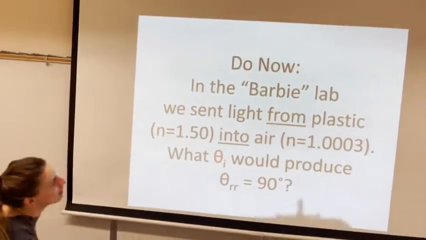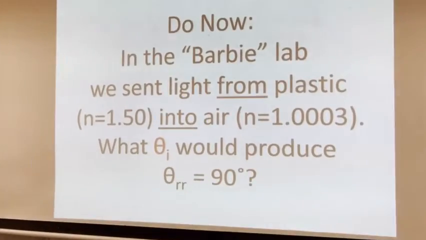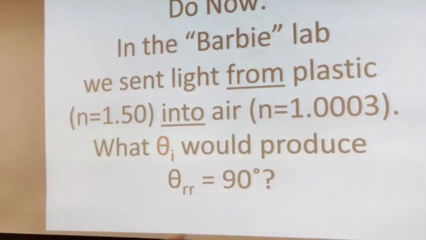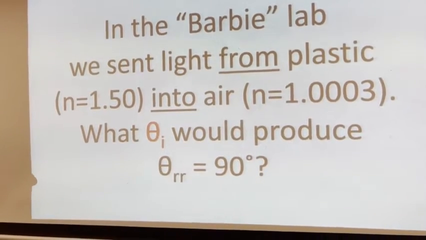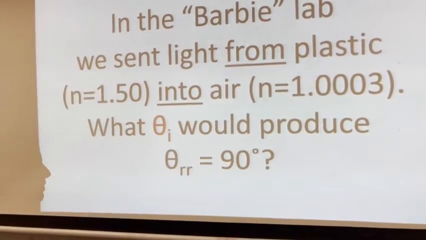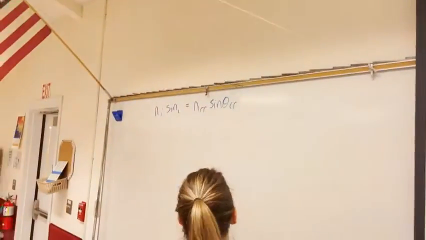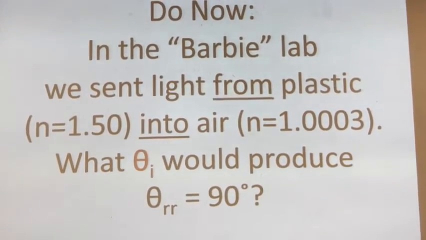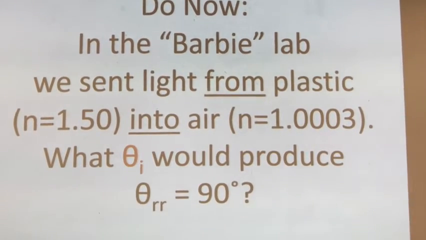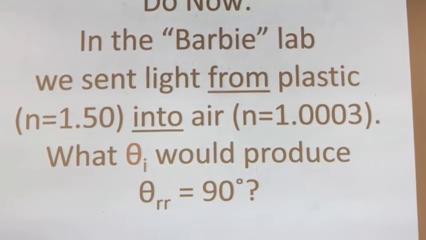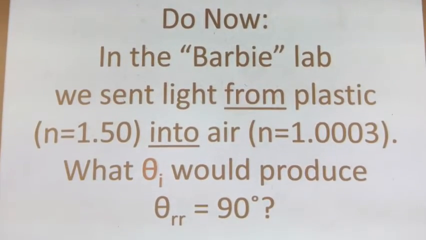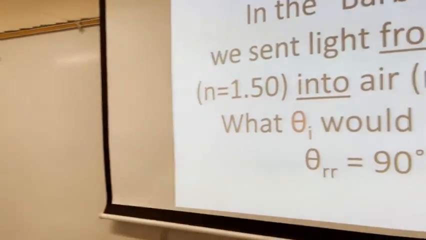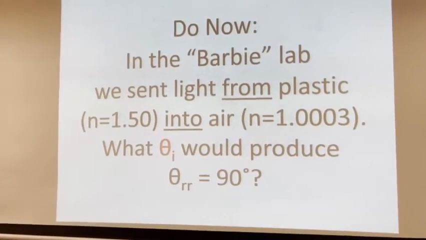Do this now in the Barbie lab. We sent light from plastic into air. What angle of incidence would produce a refracted ray, a refracted angle of 90 degrees? We're going to need to use Snell's law. Now the trick here is, what is the incident material? What's the refracting material? The key is, from is incident and into is the refracting. So it's going from plastic to air. Okay, give it a shot here. Pause it.